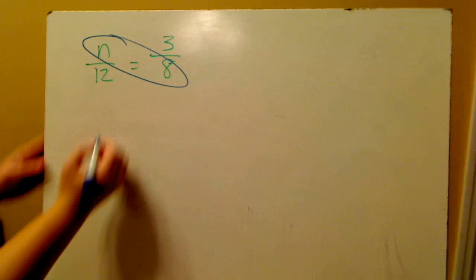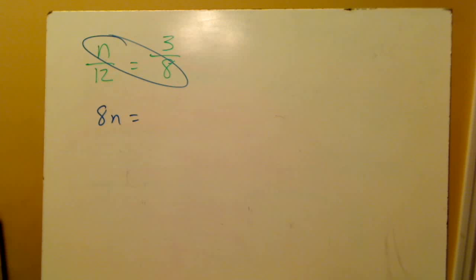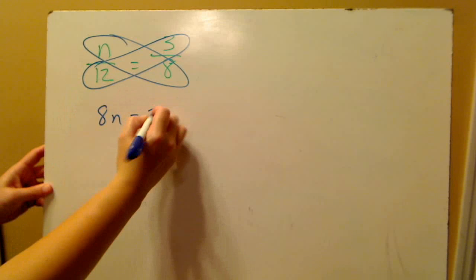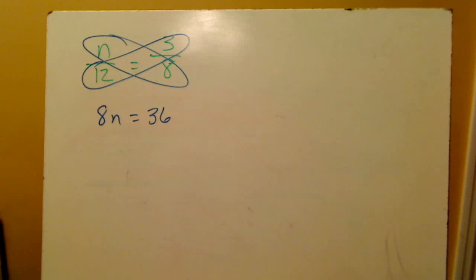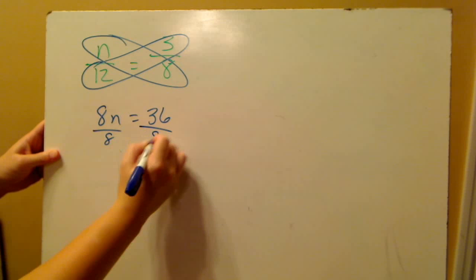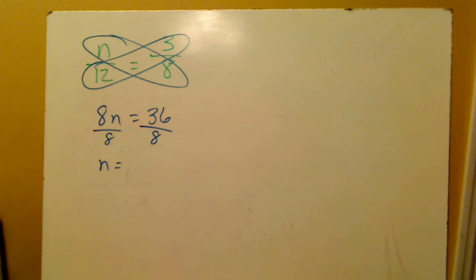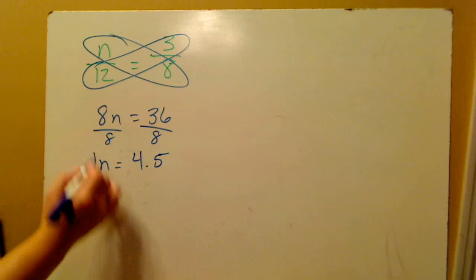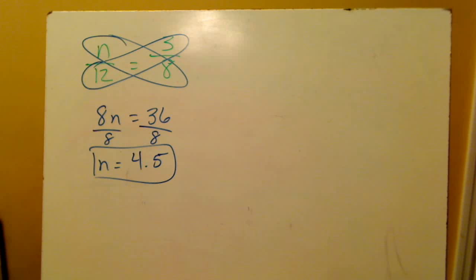I'm going to say 8 times n, which is 8n, equals 12 times 3, which is 36. And then this should look familiar. It should look like one of the how to solve equations problems. So then this is multiplication. To get rid of multiplication, we divide. And 36 divided by 8 is 4.5. So our answer in this case is 4.5. And you can always plug it back in and check, and it should come out to be 3/8.